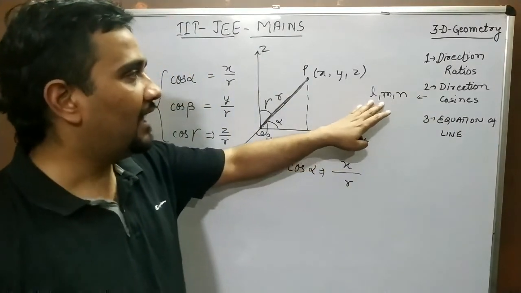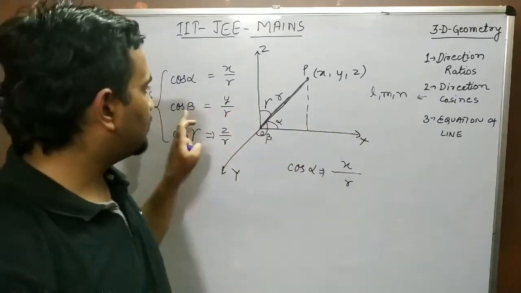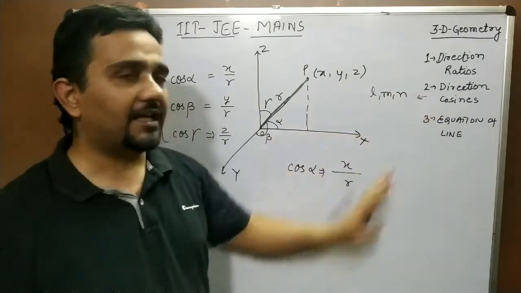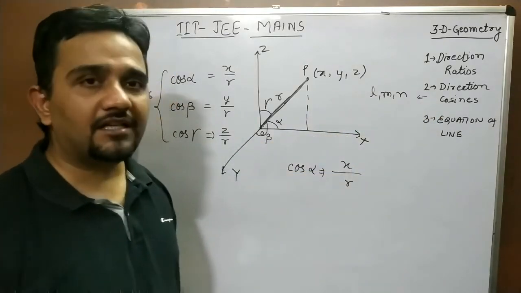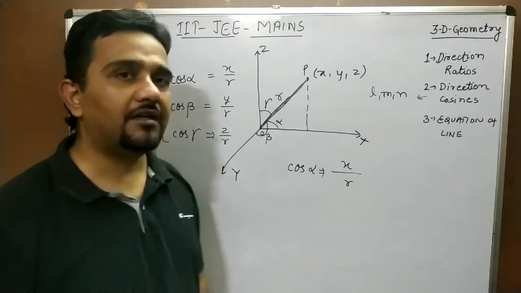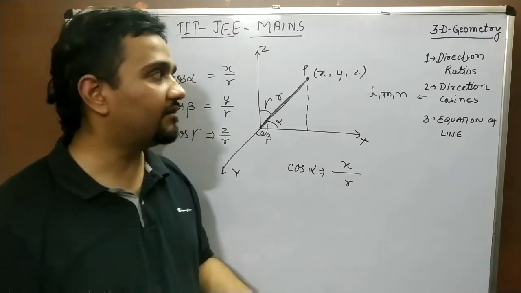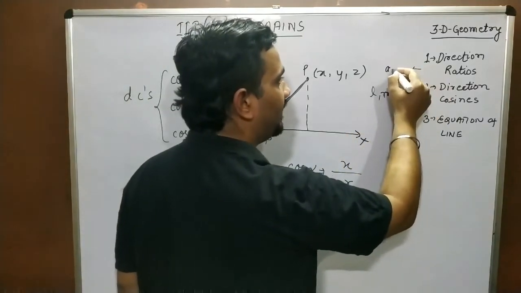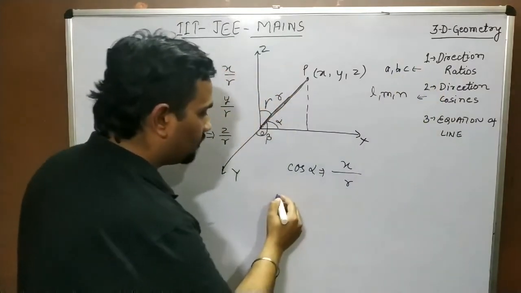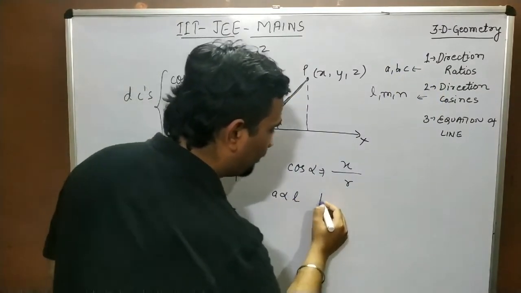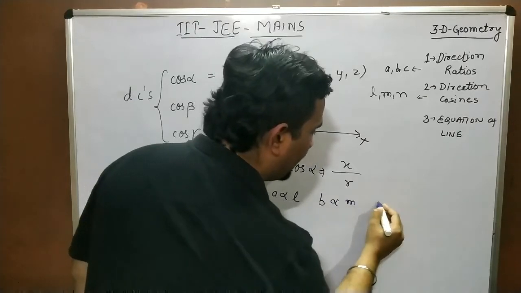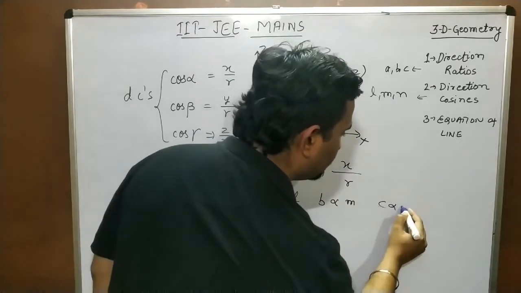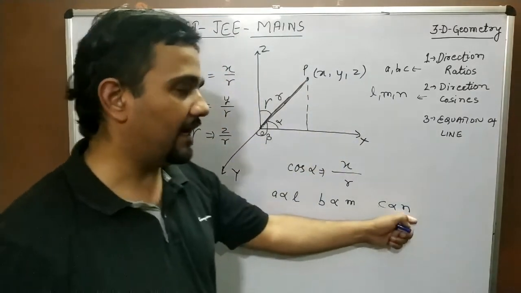What is the value of L? L is our cos alpha, M is cos beta, and N is cos gamma. Understood? So L, M, N are the direction cosines. And now finding the direction ratios. Direction ratios are those quantities which are in the ratio of direction cosines. Direction ratios are represented by A, B, and C. So A is proportional to L, B is proportional to M, and C is proportional to N.